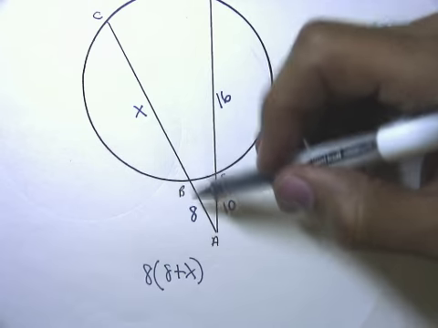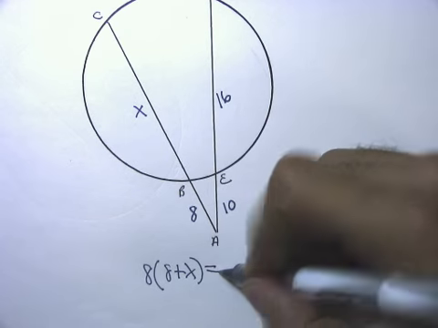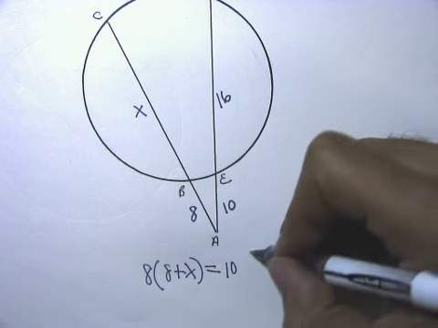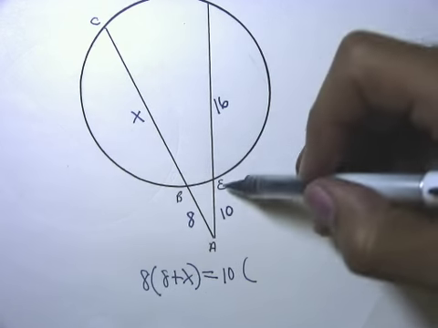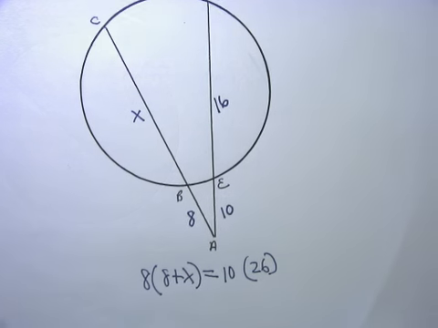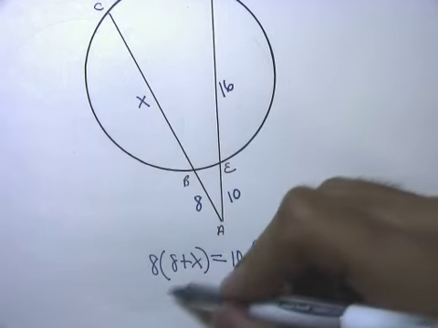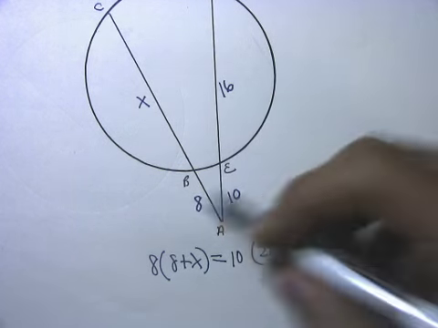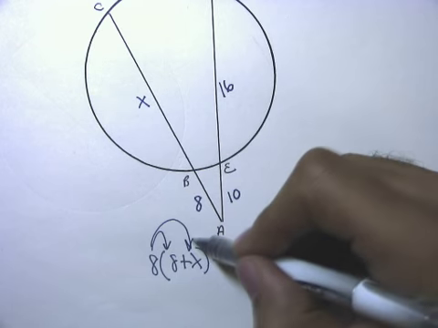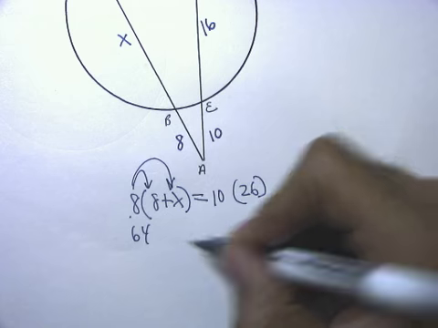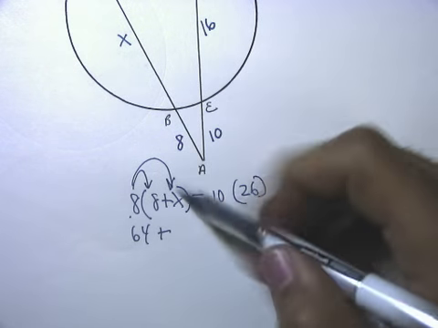Well, how long is this entire segment here? Well, it's 8 plus x. Remember? It's 8 plus x. It's not 8x. It's 8 plus x. And that's going to be equal to this outer portion here, which is 10, times the entire thing, which is 10 plus 16, which is 26. And this time, I am going to have to distribute a little bit more than once. But that's okay. Let's try it out.